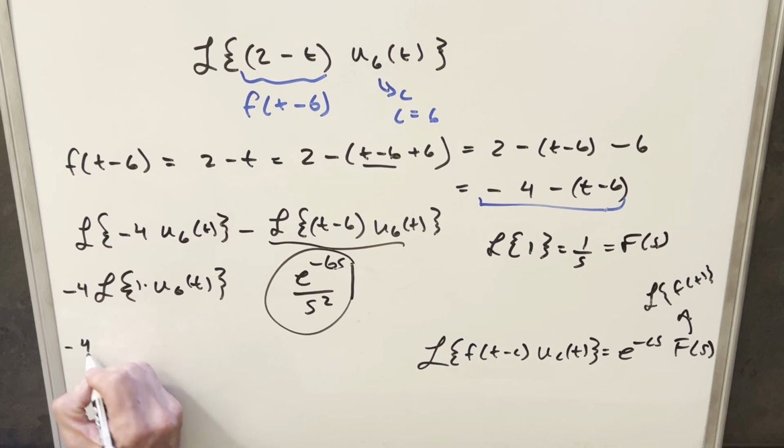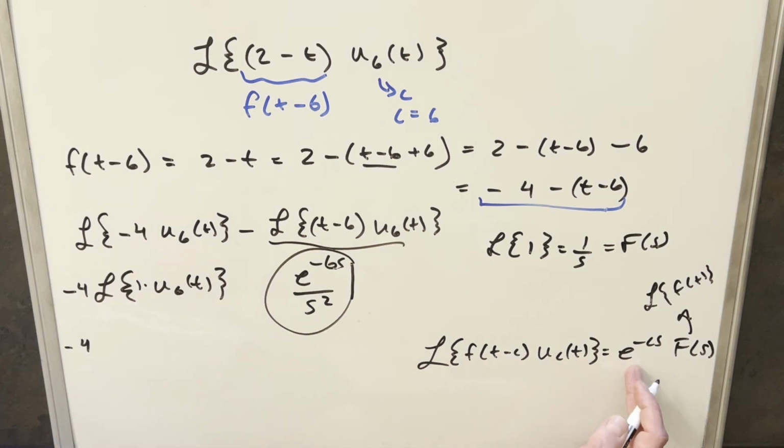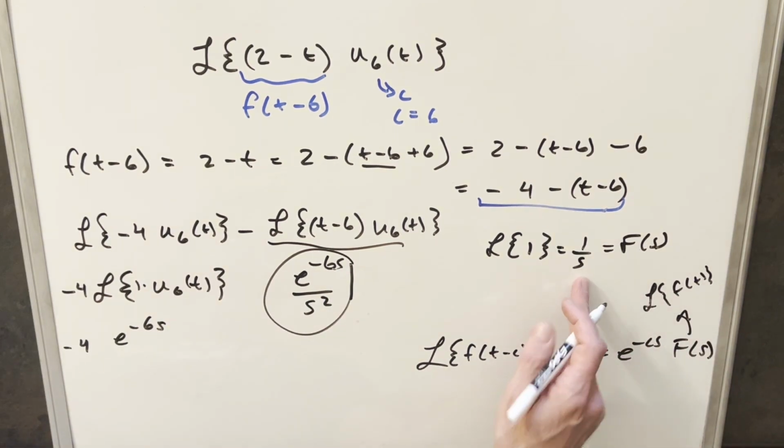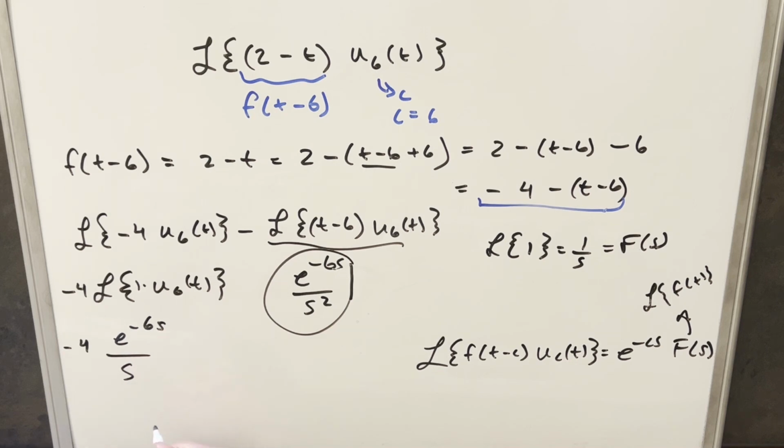So this is going to be minus 4. Then for this, we'll use this part. So this is going to be e to the minus 6s. This part's the same as this. And for our F of s value, this is just 1 over s, or I can write this all over s. And then let's just put these all together. So this piece is going to be, we need our minus sign, e to the minus 6s over s squared.